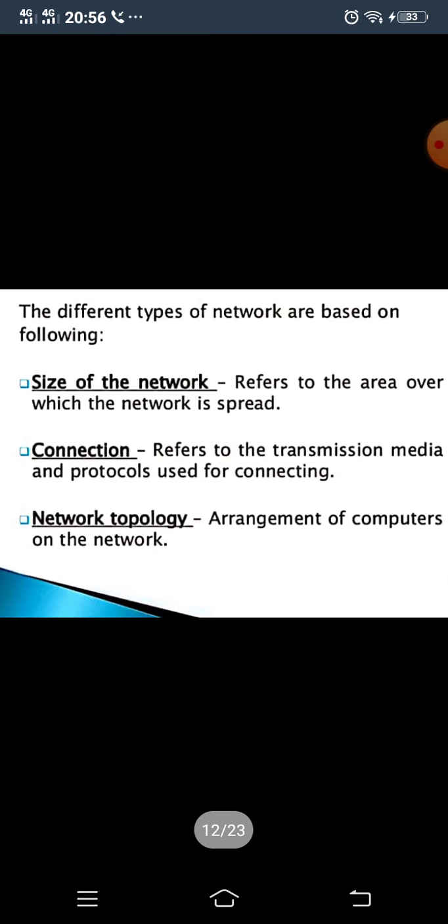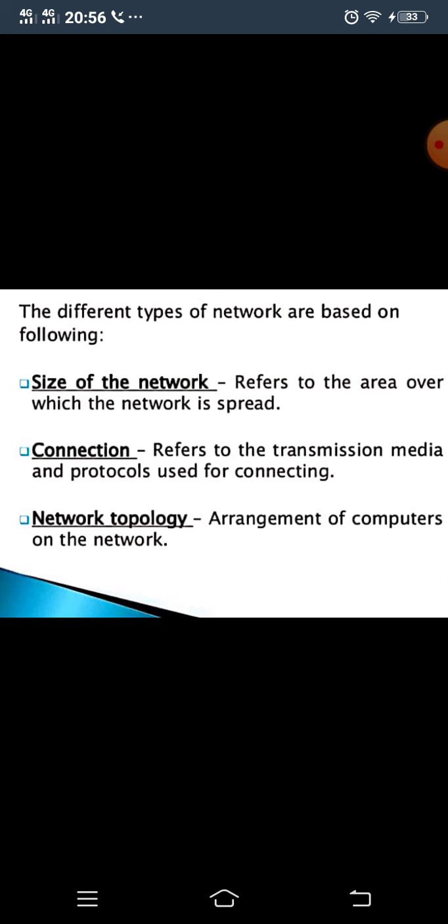The different types of networks are based on the following. On which basis have we categorized the networks? The types of networks are based on the following things. Number one, the size of the network. Number two is the connection. And number three is network topology.